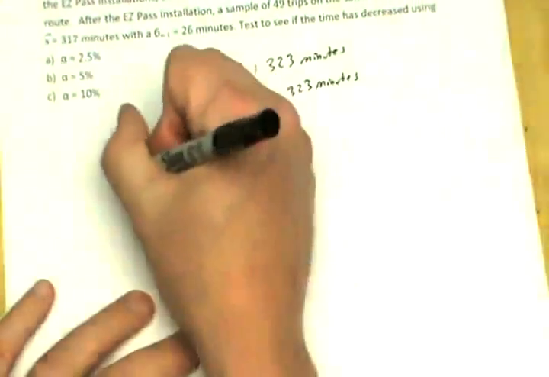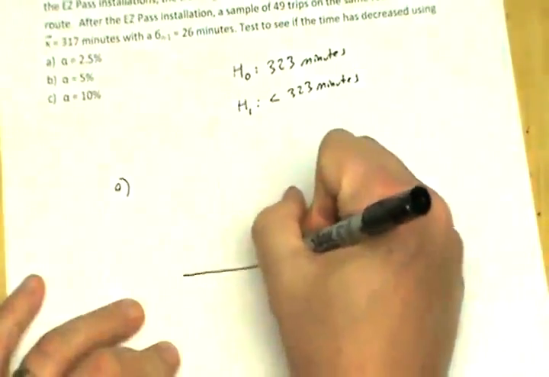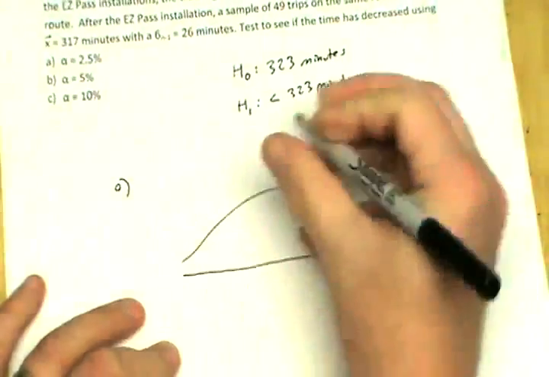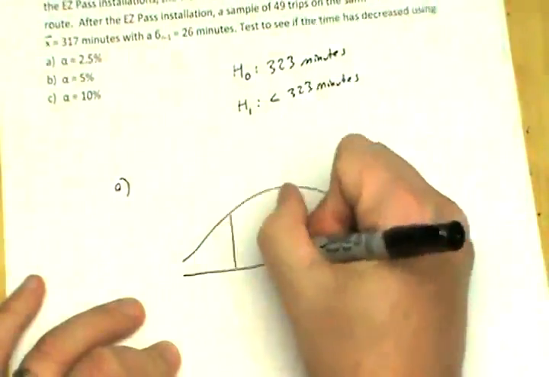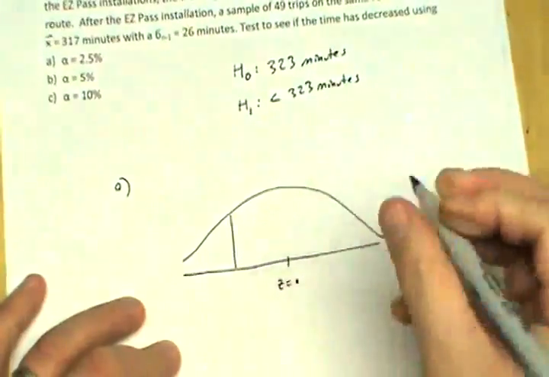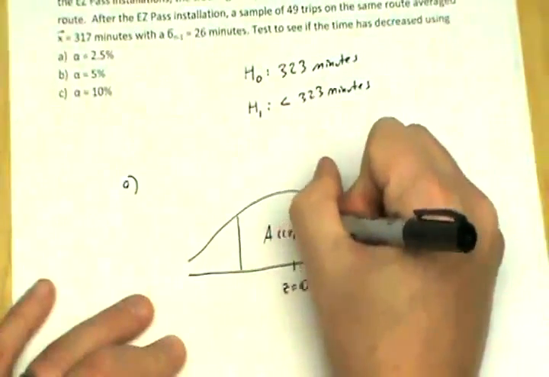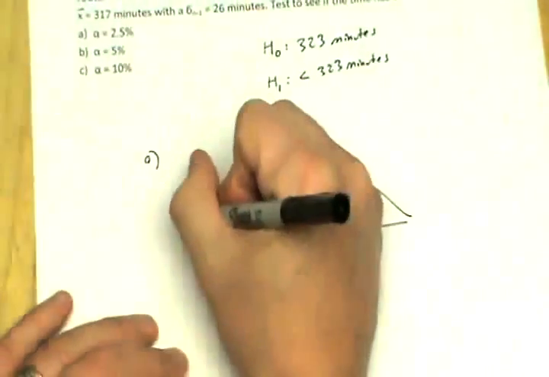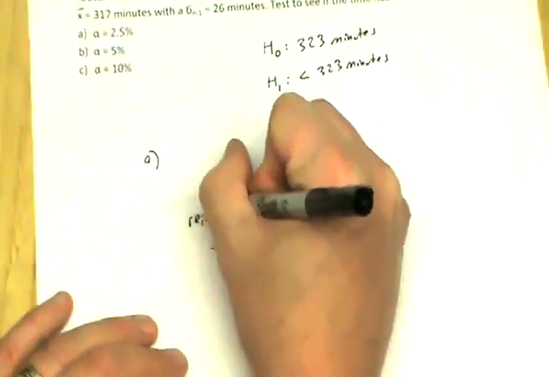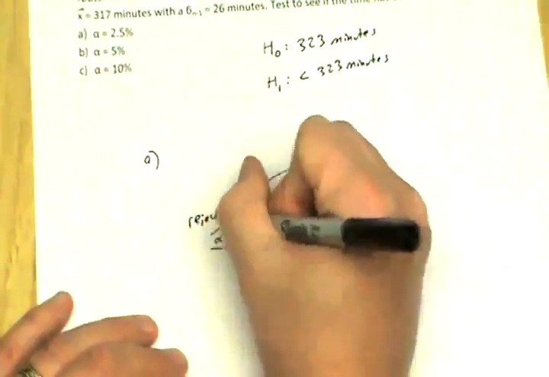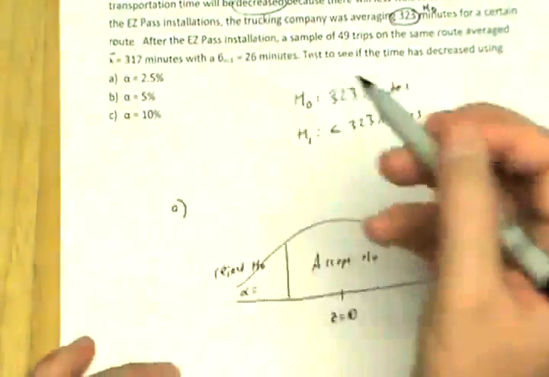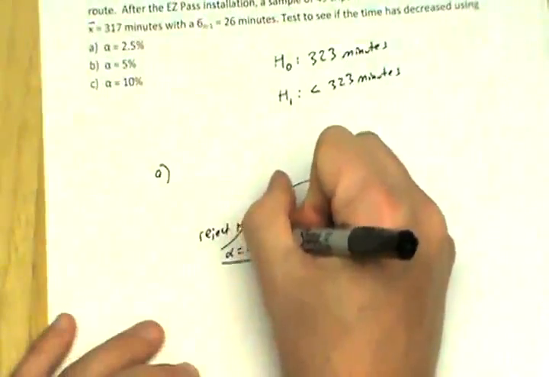All right, so for part A, we need to draw ourselves a bell-shaped curve. It's a left tail test. Mean is always 0. Accept H0 is always to the right in this case. Reject H0 is always in the tail. We place our significance level for part A, which is 2.5%, in the tail.